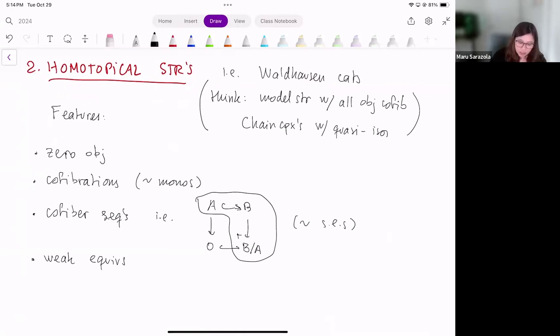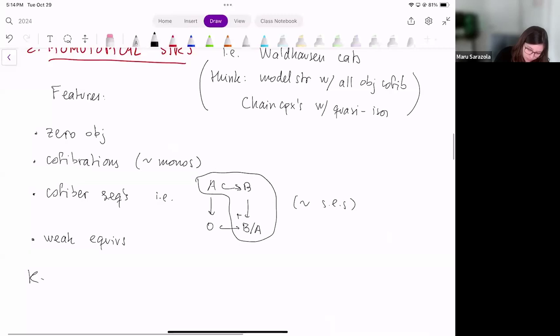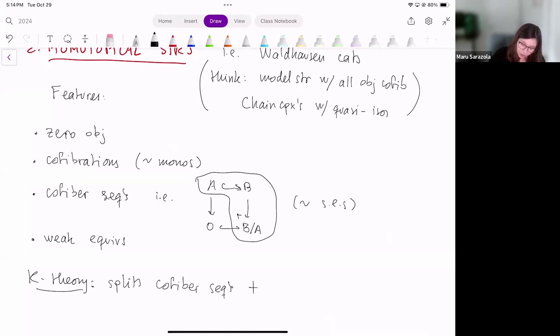So what does K-theory do now? Well, it's going to try, so before, remember, K-theory tried to split the short exact sequences. Now it's going to try to split these cofiber sequences, but also it's going to glue along the weak equivalences. So that's how it takes into account this new homotopical information.